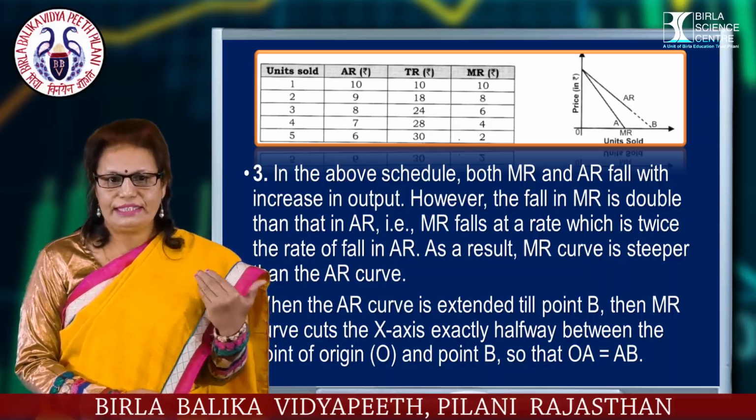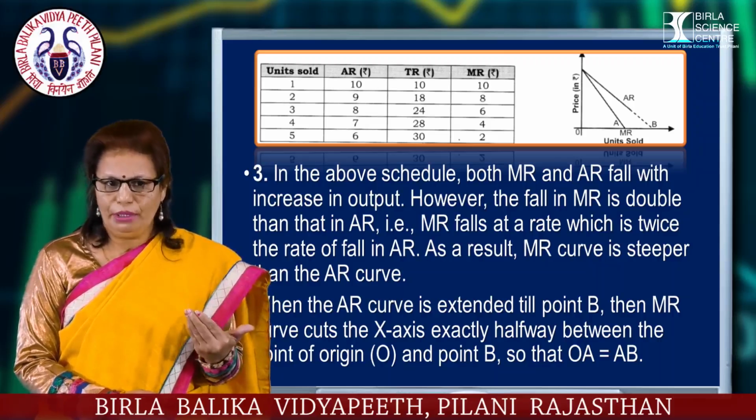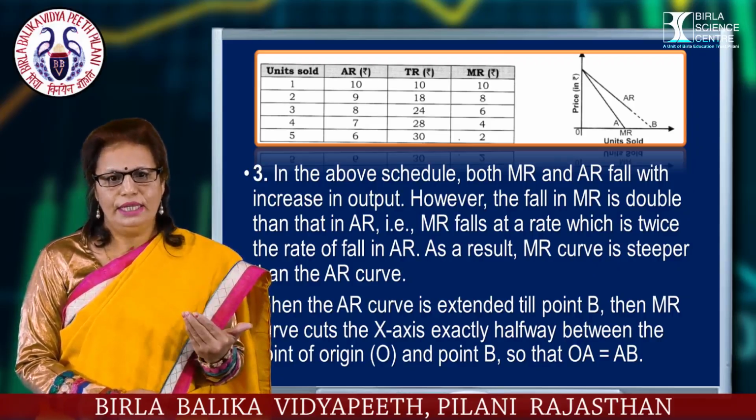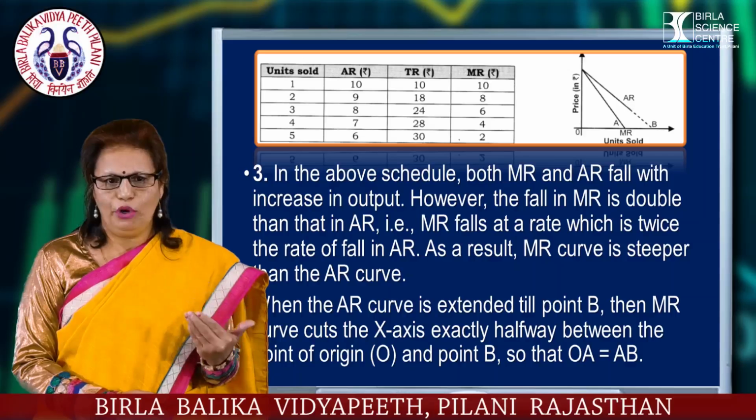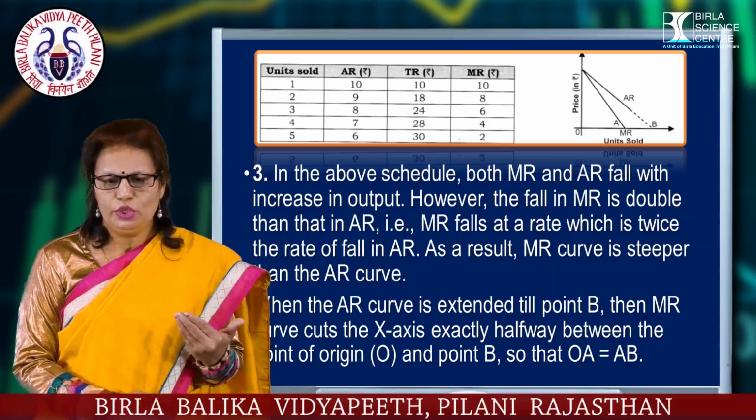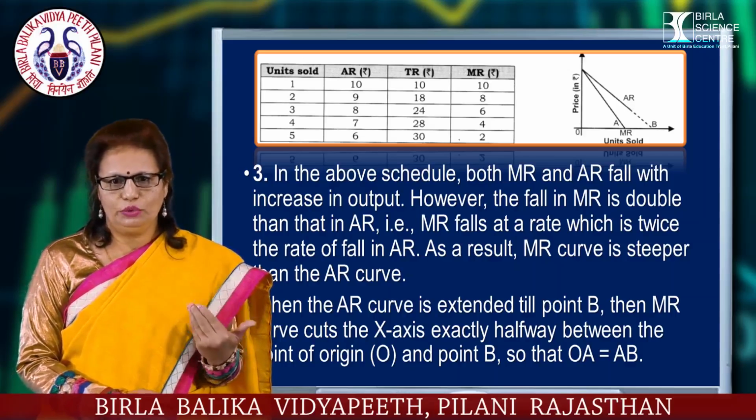When the AR curve is extended till point B, then the MR curve cuts the x-axis exactly halfway between the point of origin and point B, so that OA is equal to AB.